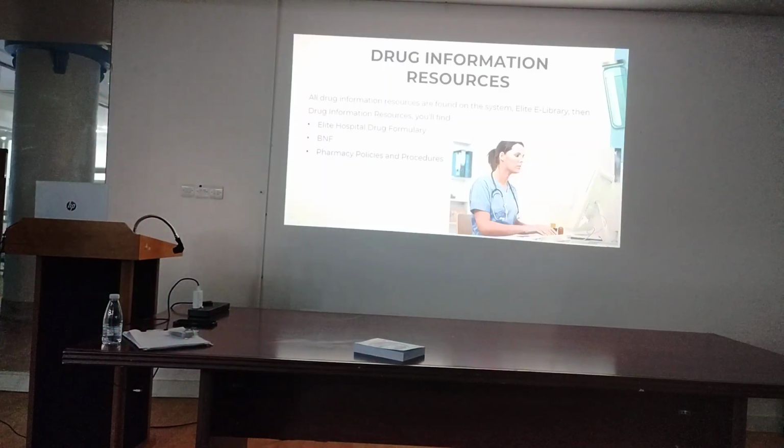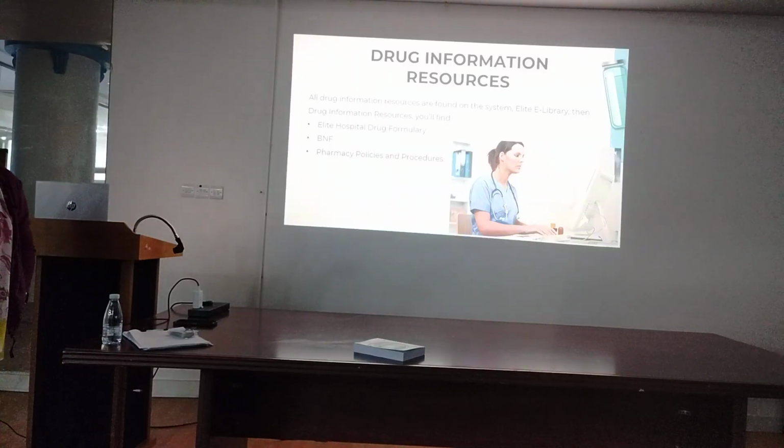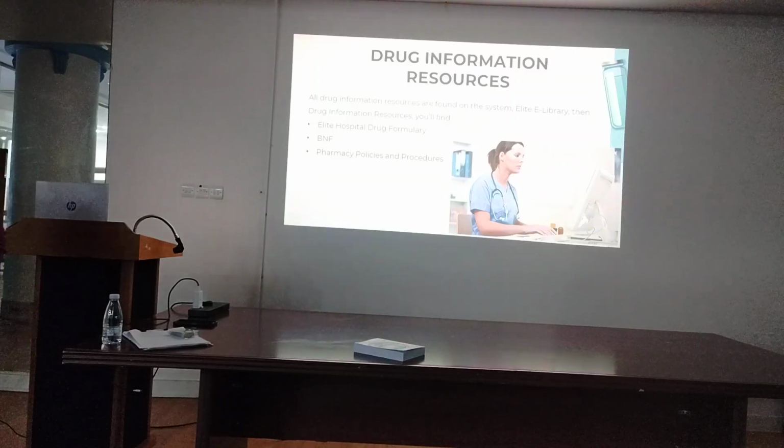It's available in the clinics, it's available in the stations, and it's available everywhere where medications are used. Okay, the formulary is also available online. To ease the access to it, go to the e-library, click on the icon for the e-library, go to the drug information resources, and you will find the formulary there. How to use the formulary.